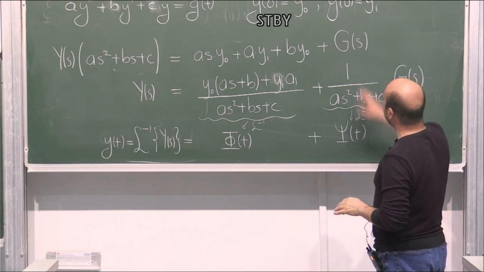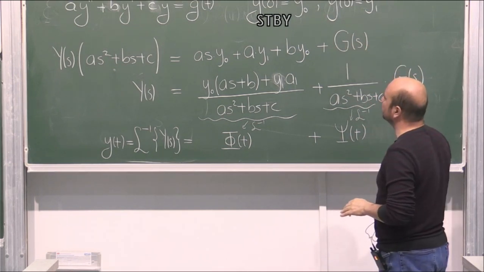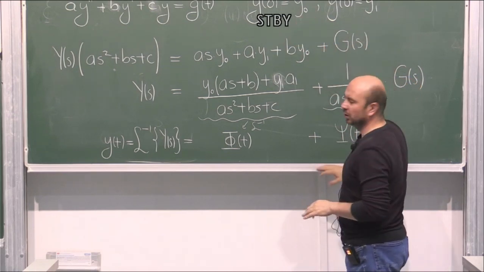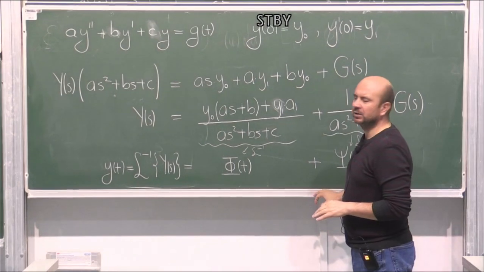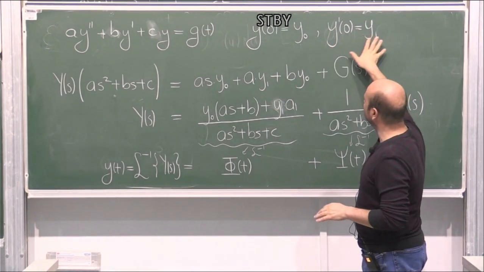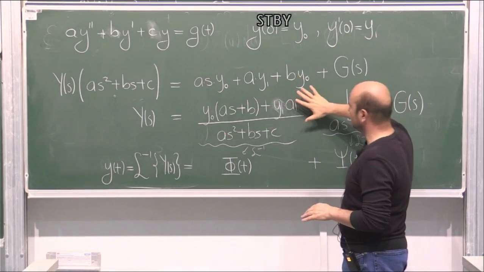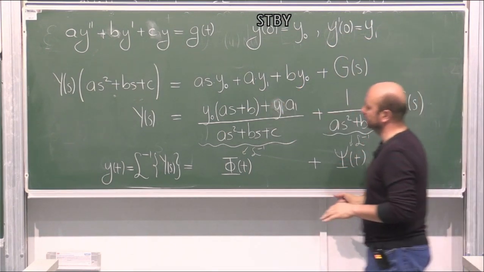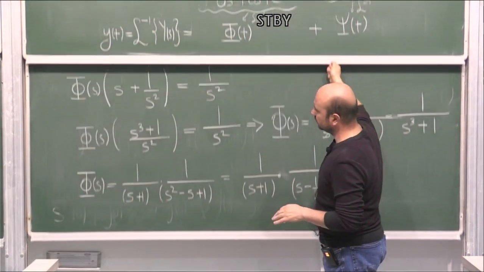So if I assume that my initial conditions are both 0, this is y0 is 0, y1 is 0, then what do I get if my initial conditions are both 0? Then this part will go away. So what you will have is the following portion. Okay?